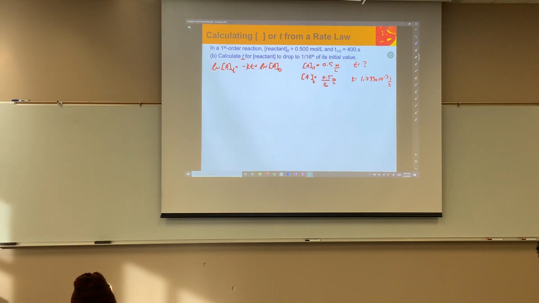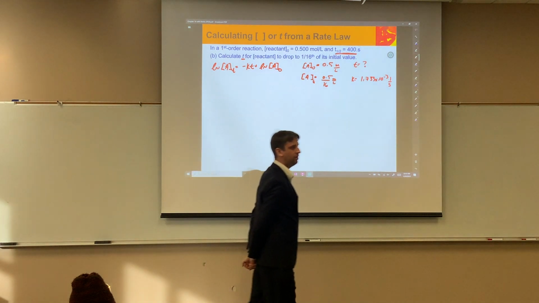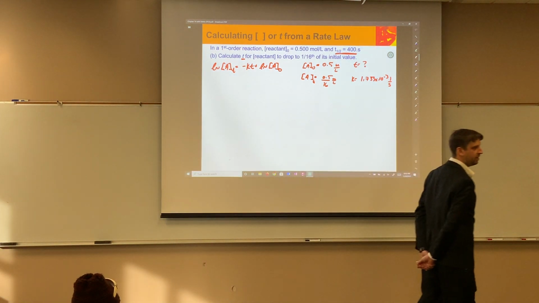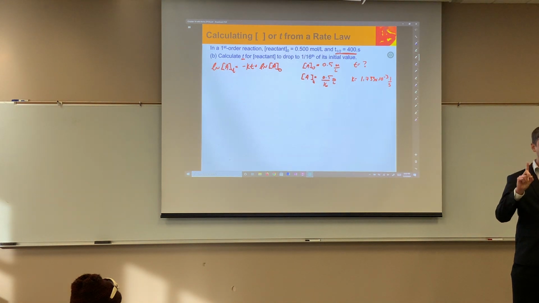Well, let's think about this for just a second. What does a half-life mean? If I start with 1, after an instance of a half-life, I'll end up with a half. Then I start with a half, I have another instance of a half-life, I end up with a quarter. I start out with a quarter, I have another instance, I end up with an eighth. You guys get what I'm saying with this?